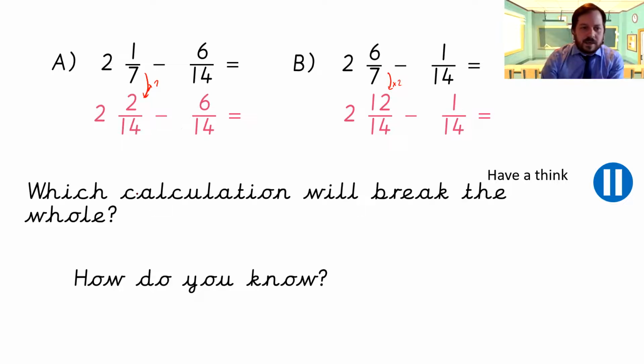So in this case, take 1 out, which means we've got 14, plus the 2 is 16. Then we can take away the 6, which leaves us with 1 and 10/14, because 16 minus 6 is 10. And then this one over here, we can just do straight out. Nice and easy, like that.